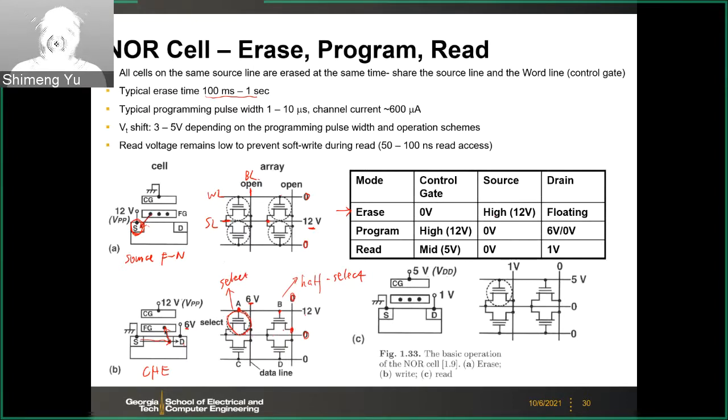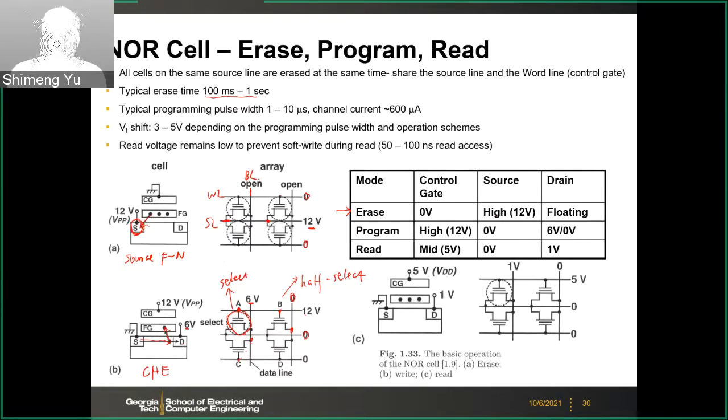You don't have the channel hot electron. But cell B still may have a little bit large voltage across the gate to the channel. So cell B is so-called half select. And we will discuss that later. This may suffer from some disturb issue. Similarly, for cell C, the control gate, the word line, is ground, but the bit line is 6 volts. So you still have some large voltage between the bit line and the control gate.